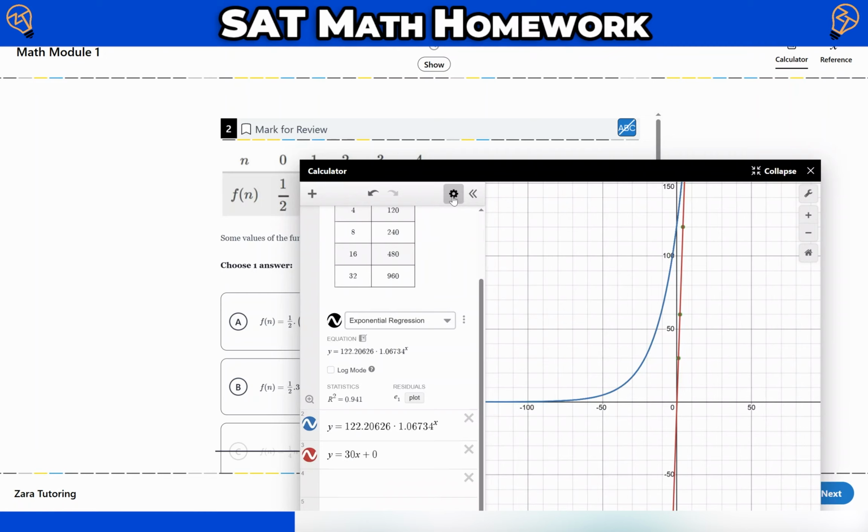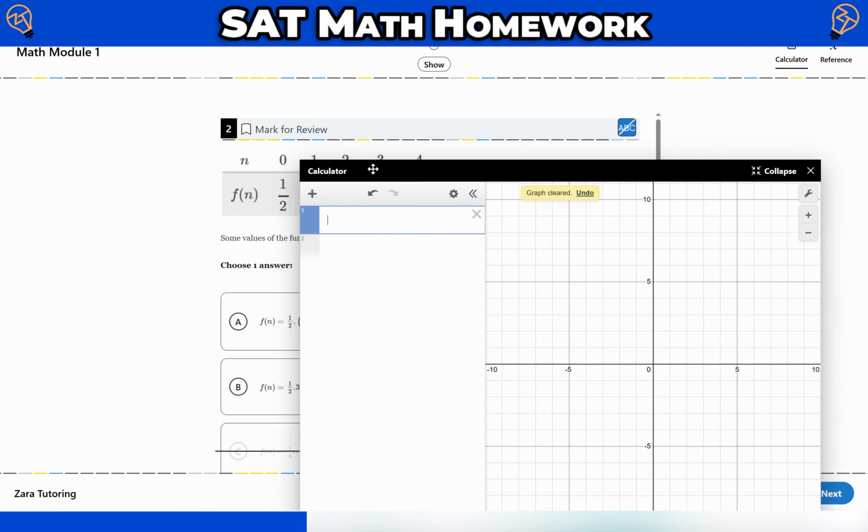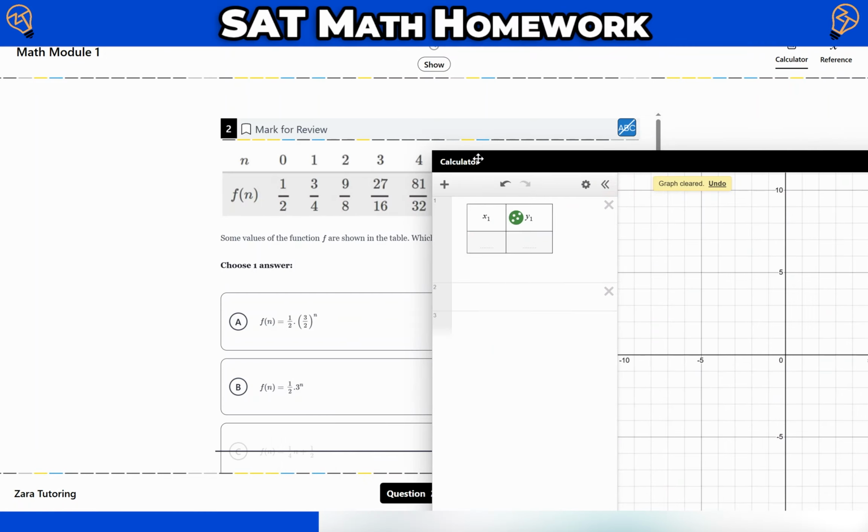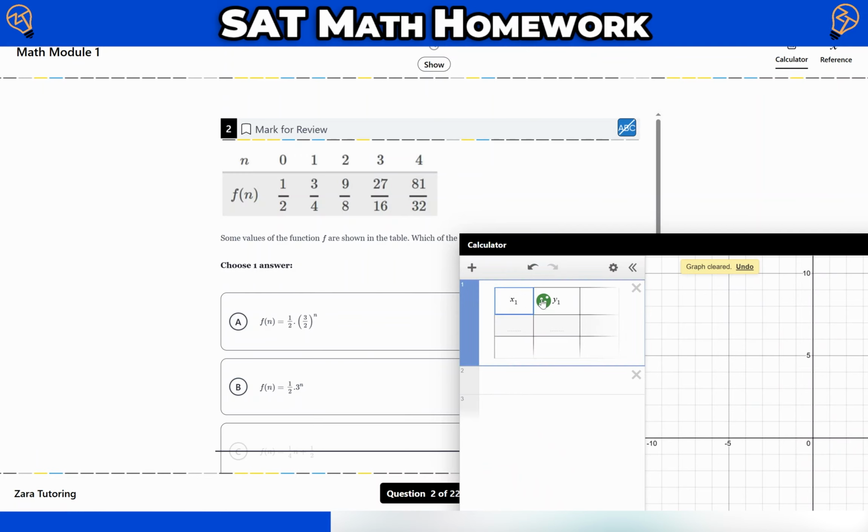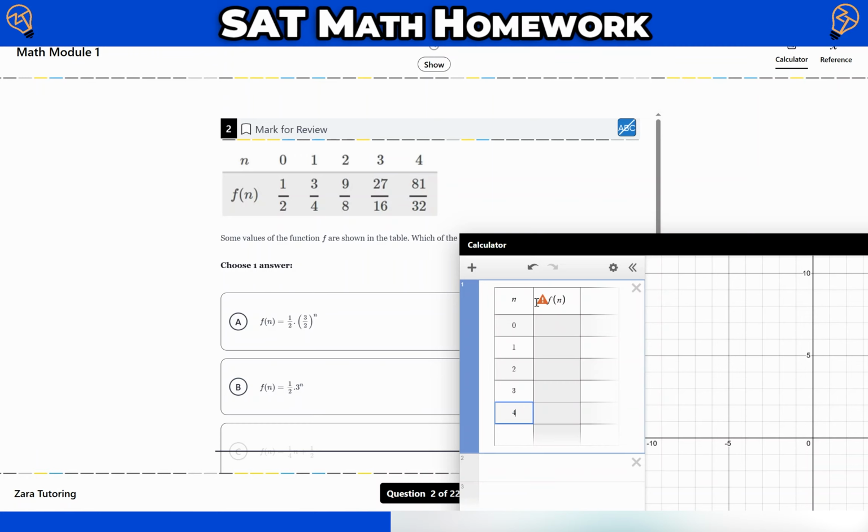This is a previous question, so I'm going to go ahead and click the gear icon and delete all. And I'm going to create a table. And you could even, if you want, change the x1 to just n the way that they have it, and we could change y to f of n to make it look exactly the same. And we'll just type all these in: 0, 1, 2, 3, 4. Oh, it looks like they don't let me do f of n, so I'm just going to call it y. We'll keep that y. That's okay.